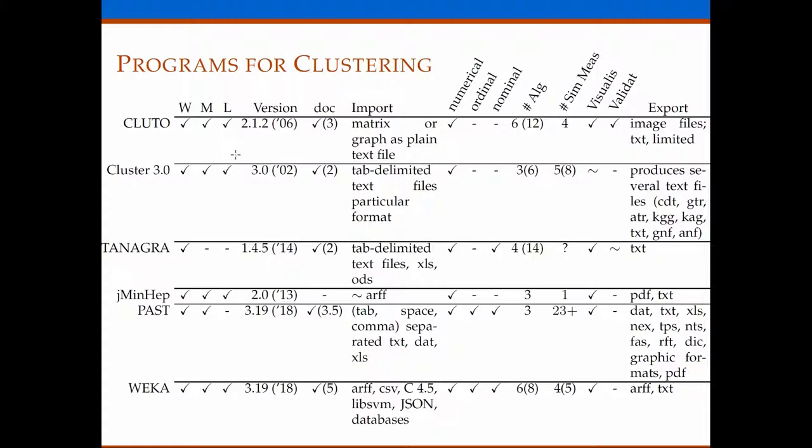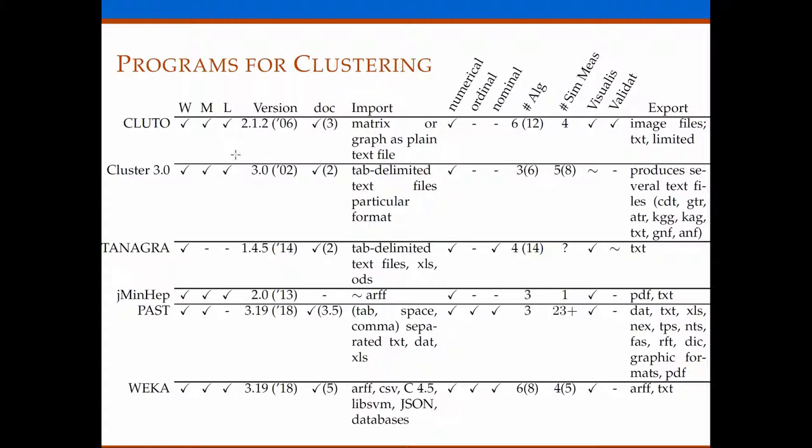Then the next thing I had to look at was which data you can import in there. Until that point, I was always thinking, yeah, with a CSV, I'm good to go. I can plug it in everywhere, but that's not the case. So this program has its own structured text format. Then Cluster 3.0 doesn't use comma separated or semicolon separated, but tab delimited text, so you have to change the delimiter in a particular format as well. Then Tanagra also just takes tab delimited text, but it also claims it takes Excel files and open document spreadsheets. I didn't try that out. Then jminhep uses the ARF format, which was developed by Weka from the Waikato University in New Zealand.